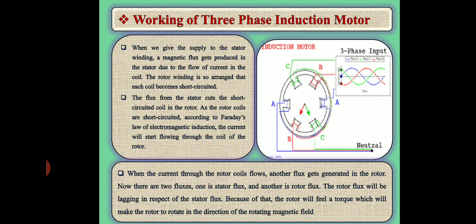When the current flows through the rotor coils, another flux gets generated in the rotor. Now there are two fluxes, one is the stator flux and the other is the rotor flux. The rotor flux will be lagging with respect to the stator flux. Because of that, the rotor will feel a torque which will make the rotor rotate in the direction of the rotating magnetic field. Hence, the induction motor starts to run.